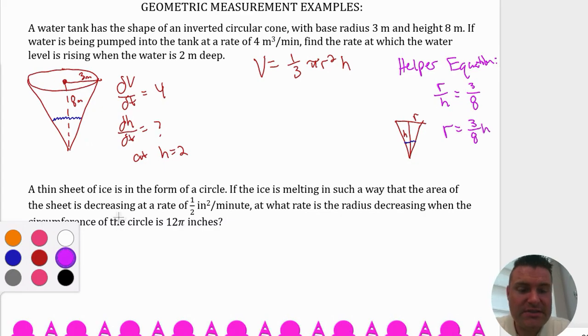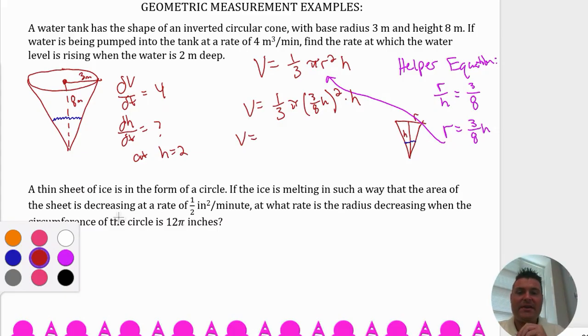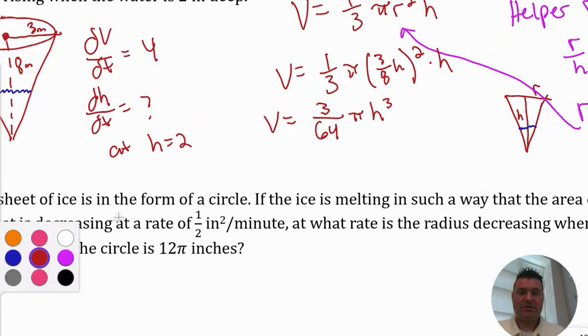So r is 3/8 h. I'm going to come back and substitute that into my volume formula, which is going to make my calculus go so much easier. So volume is going to equal 1/3 pi (3/8 h) all squared times h. If I solve this a little bit further, I'm going to get 9 over 72 h squared times everything else. That is going to help me reduce this down to 3 over 64 pi h cubed.